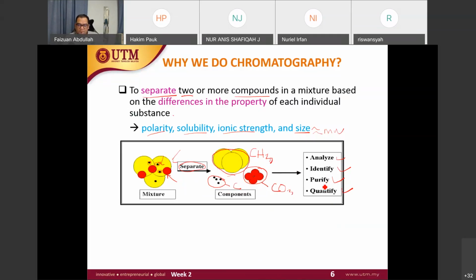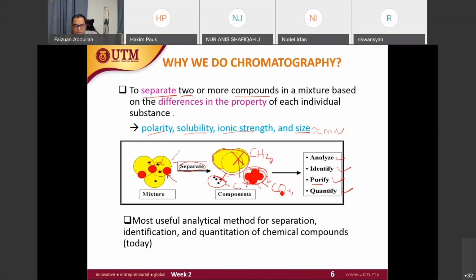After that we can purify. We only want this one, so we eliminate this one and this one. Now we are purifying the compound that we want. Then we can quantify the compound that we have already purified. How many of the compound do we have? 1, 2, 3, 4. So we have 4 CO3 molecules. That is for example. This is how chromatography works basically.